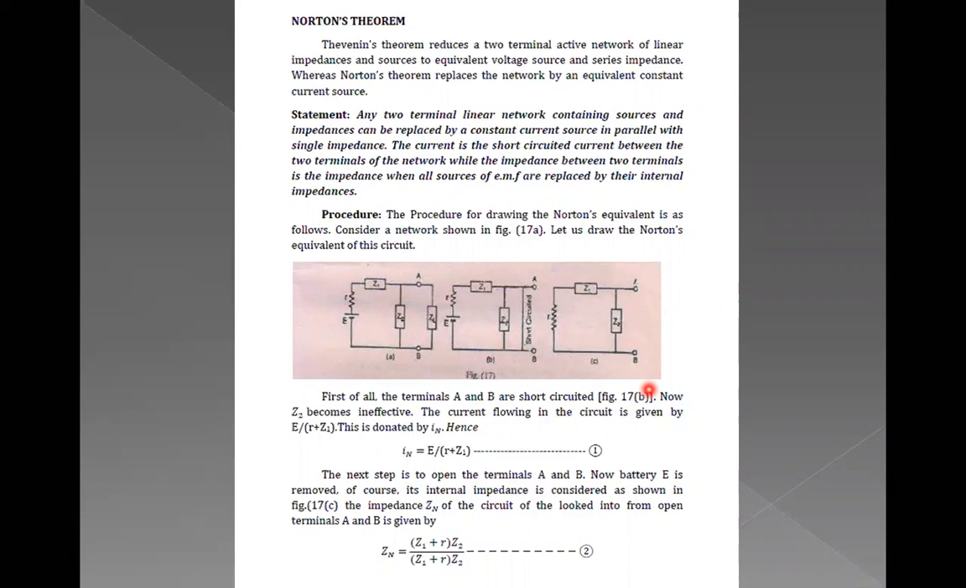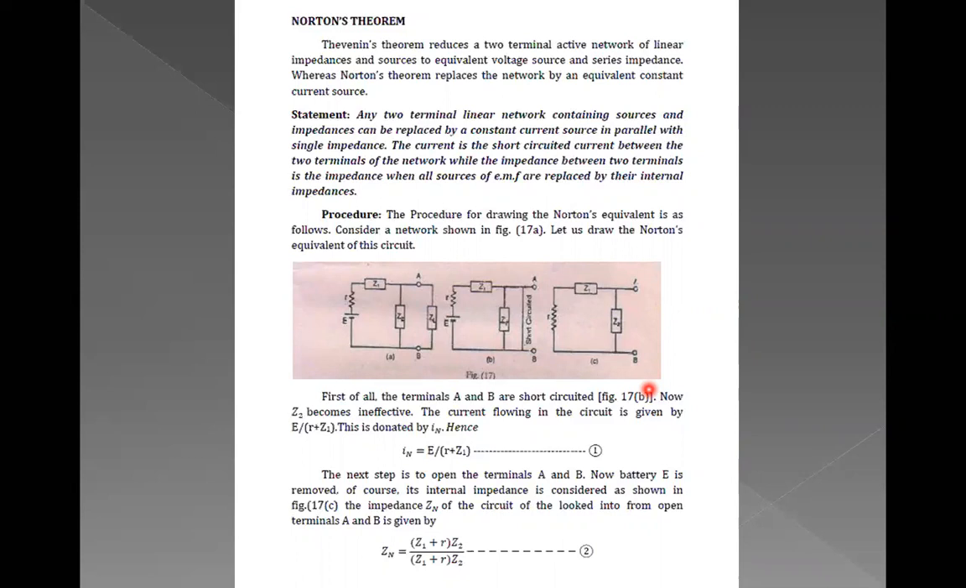So how can the statement be given? Any two-terminal linear network containing sources and impedances can be replaced by a constant current source in parallel with a single impedance. The current is the short-circuit current between the two terminals of the network, while the impedance between the two terminals is the impedance when all sources of EMF are replaced by their internal impedances. So these are the two conditions with which we can find the Zn or Rn value as well as the In value.